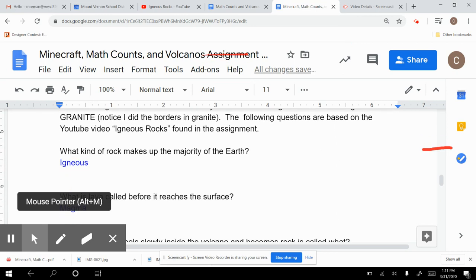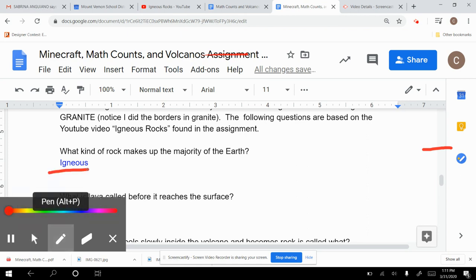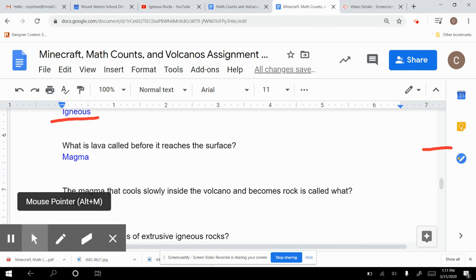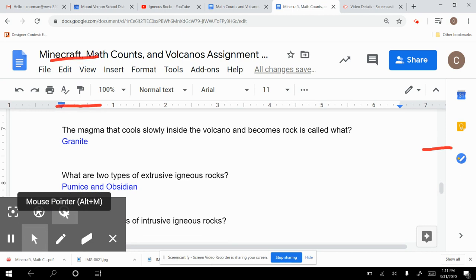It says, what kind of rock makes up the majority of the Earth? And in this case, it is igneous, meaning rocks that were formed by volcanoes. Next, what is lava called before it reaches the surface? It is magma. All right. Okay. The magma that cools slowly inside the volcano and becomes rock is called what? Granite. All right.